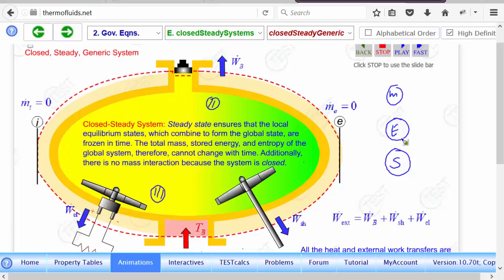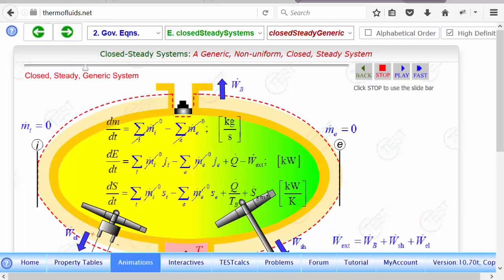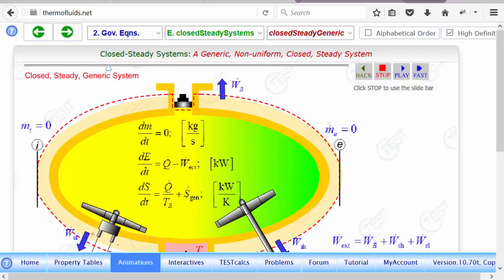Okay, with that in mind, let's go see how the animation simplifies our governing equation. So we move forward. These are the governing equations that we developed for mass, energy, and entropy. They are applicable to any kind of system. First, we recognize that there is no mass coming in or going out, so the mass terms drop out. That's a considerable simplification.